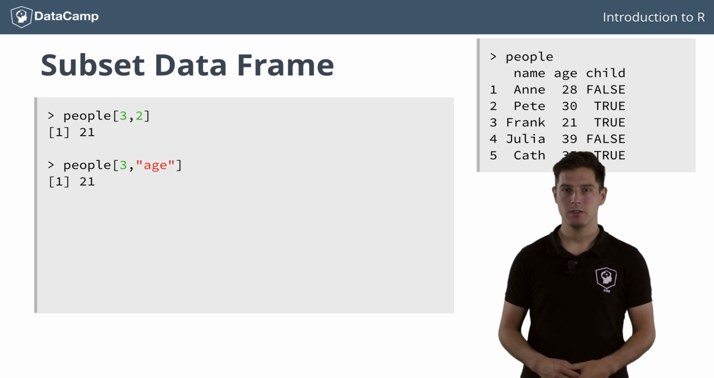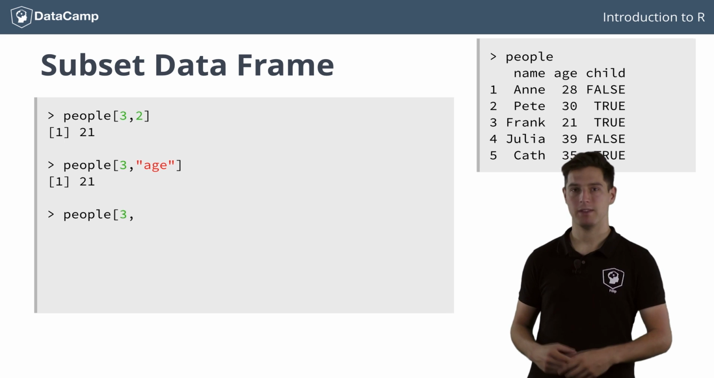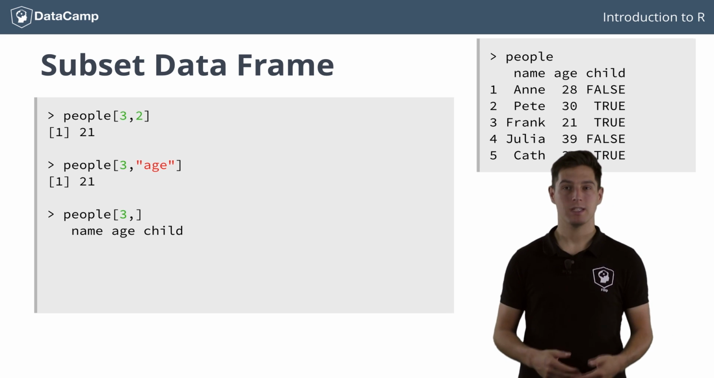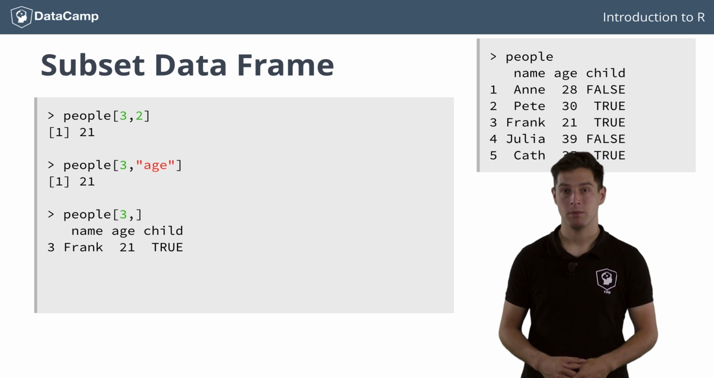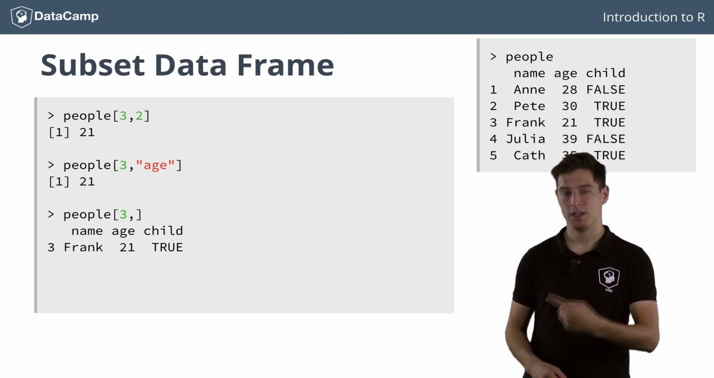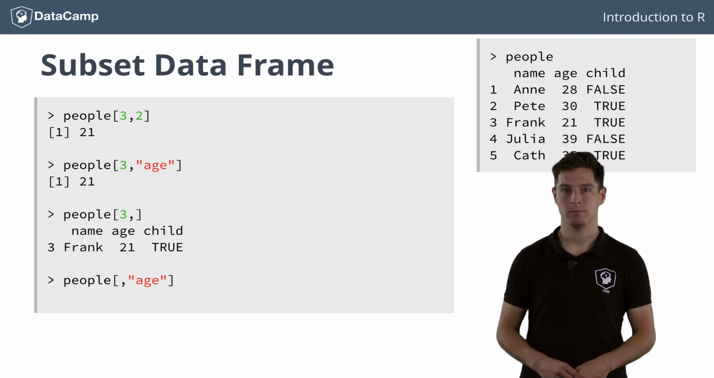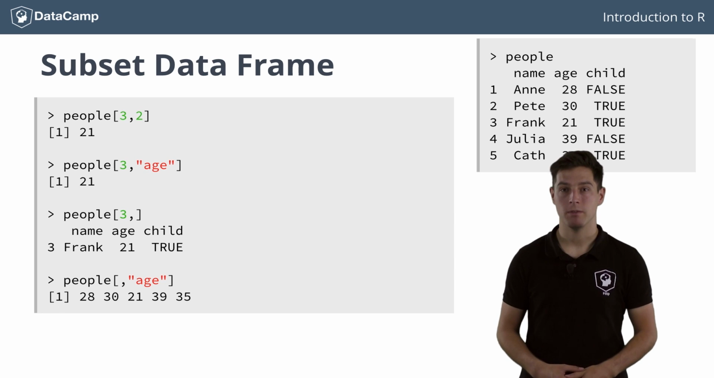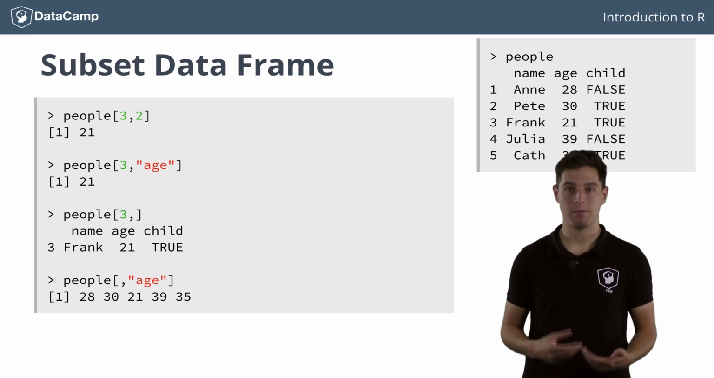Just as for matrices, you can also choose to omit one of the two indices or names to end up with an entire row or an entire column. If you want to have all the information on Frank, you can use this command. The result is a data frame with a single observation, because there has to be a way to store the different types. On the other hand, to get the entire age column, this command will work. Here, the result is a vector, because columns contain elements of the same type.